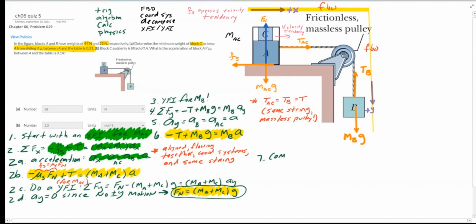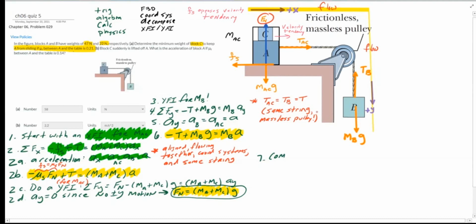Now for mass B, for mass AC, I've got the normal force going up and the weight going down. But on the flow diagram, for the coordinates, you have plus y going down? I have plus y going down for mass B, but step one through 2D is all for mass AC. Does that make sense?